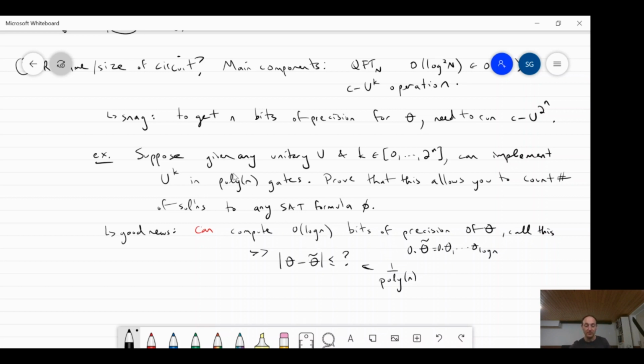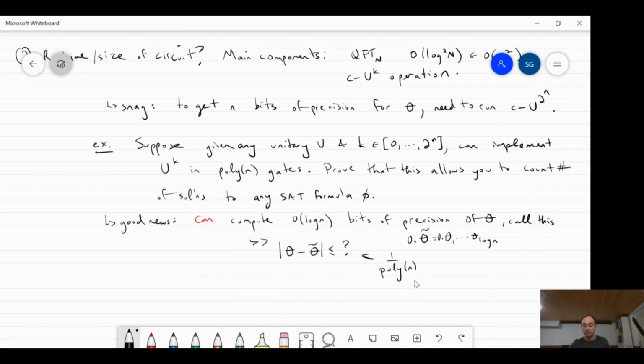And so this is, of course, something you could do efficiently, because if you want log n bits of precision, remember, whatever the number of bits of precision I want, I need to run U to the exponential of that. So if I want log n bits of precision, then I need to run U to 2 to the log n, which is just n. Okay, so this I can do efficiently.